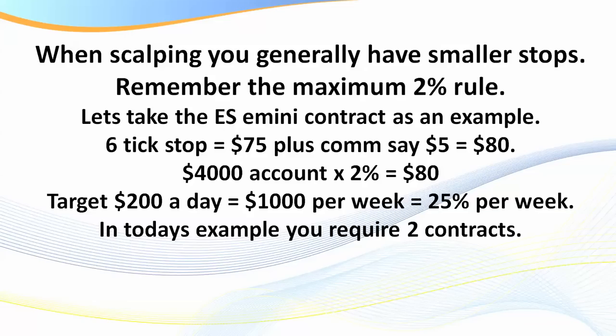So if we take the E-mini contract, the futures contract, as an example, a 6 tick stop, a tick is $12.50 USD, is $75, plus if you add in the commission when you actually trade and you have a loss, that's $80. So on a $4,000 account, 2% is $80. So to trade per contract, you need $4,000.